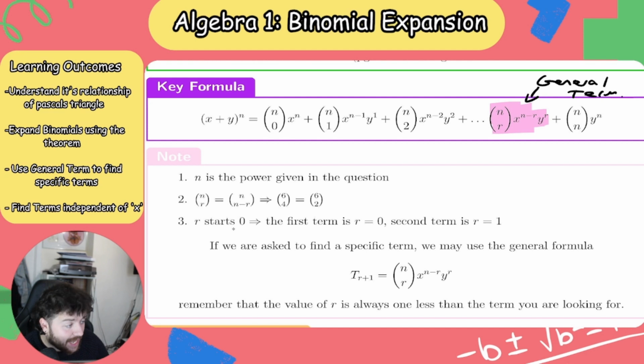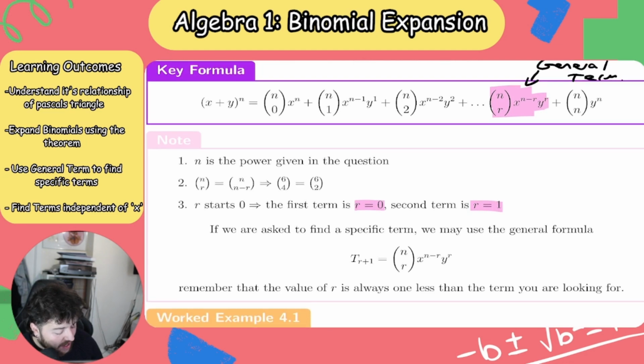r starts at 0, and that's really important here. In my formula, r starts at 0. So the first term of my binomial expansion always happens when r is 0. The second term is when r is equal to 1, and so on. So r is always 1 less than the term we're trying to find.